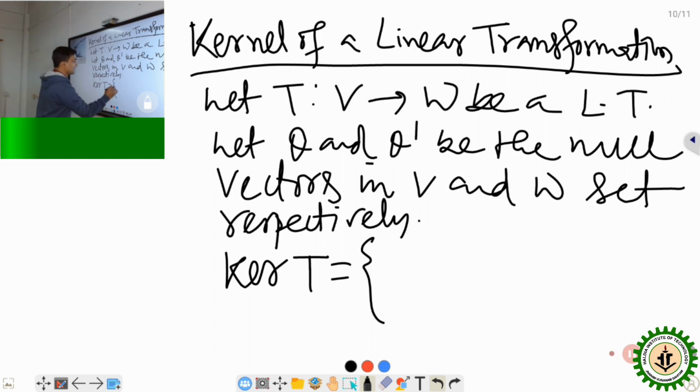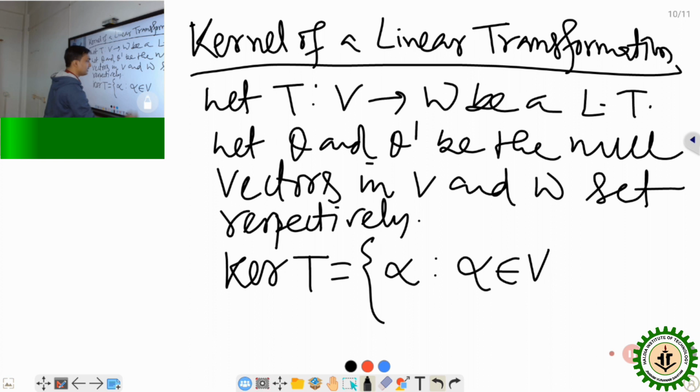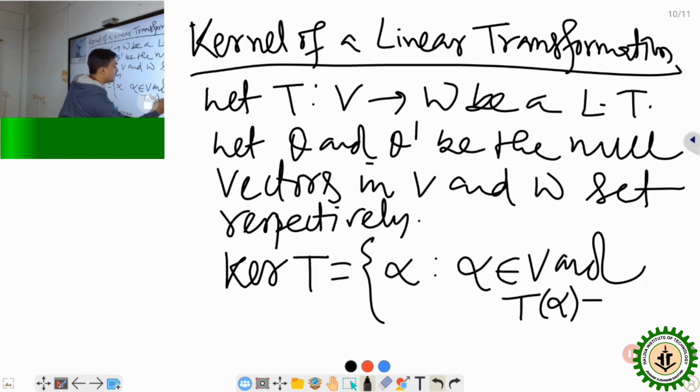Kernel of T is the collection of those alpha, where alpha must belong to the domain set V, and that satisfy the condition T of alpha equal to theta dash. So the kernel of a linear transformation is a set. It is the collection of those alpha whose images become null. So this is the concept of the kernel of a linear transformation.